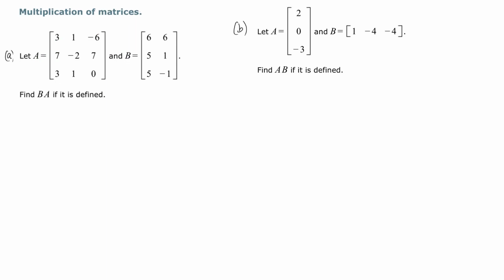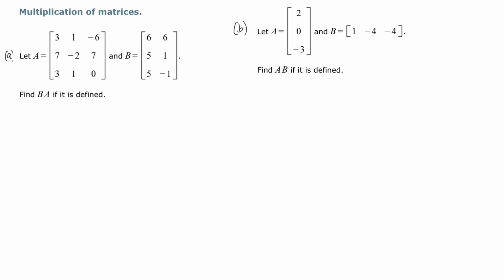Multiplication of matrices. There's a matrix A of size 3 by 3. There's a matrix B of size 3 by 2. And this is a separate example. We'll look at example B a little bit later. It says find B times A if it's defined. This is really weird for mathematics. Usually, if it's mathematics, it should say if the product is defined, find B times A. You really should see it like that.